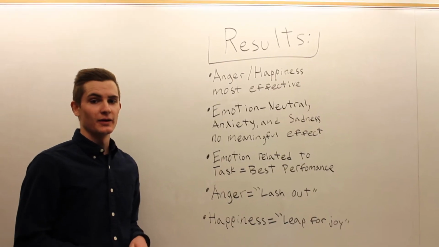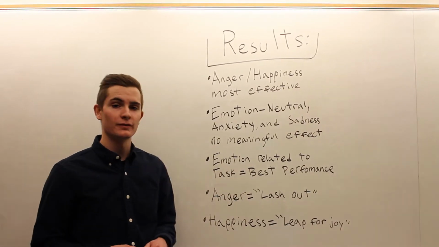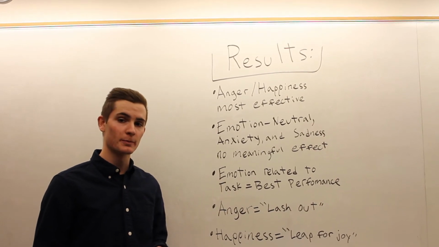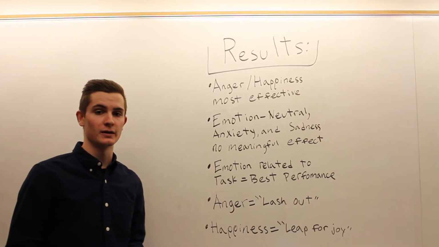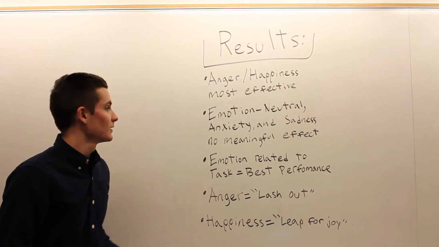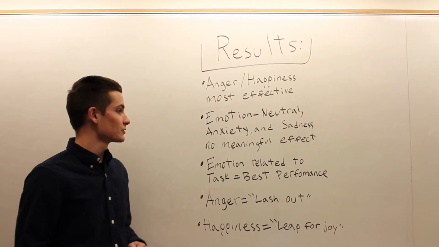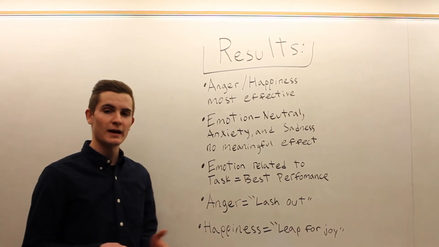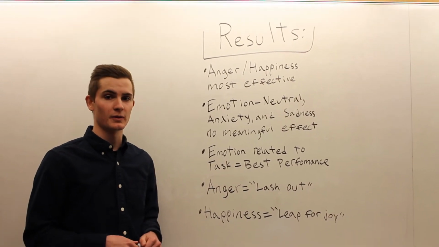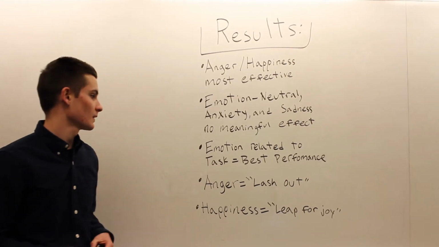What our results tell us is that anger and happiness are the 2 most effective emotions for increasing physical performance on the physical tasks that were performed in the 3 experiments that we did. And there's no clear way that we can disentangle the 2 from one another. All 3, emotion neutral, anxiety, and sadness, didn't really have a meaningful effect on performance, but they also did not decrease performance of the participants.